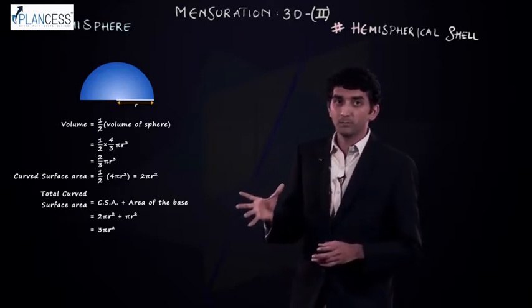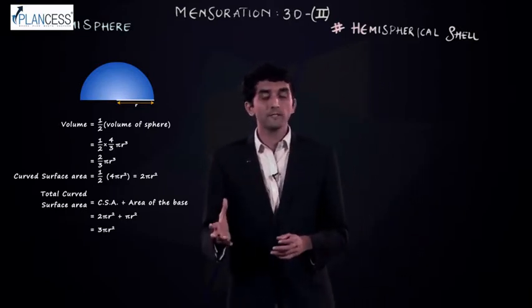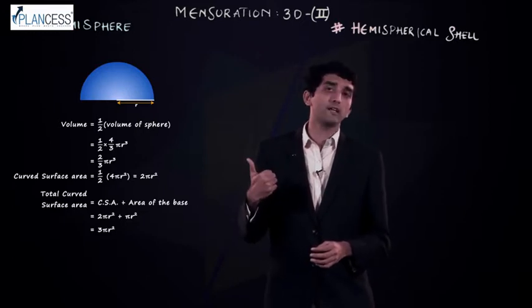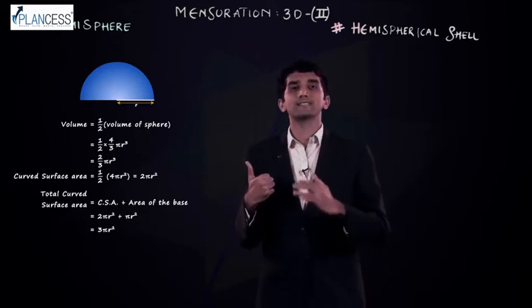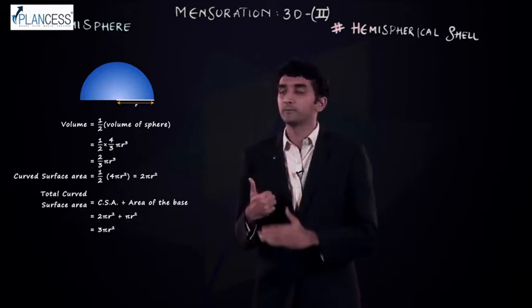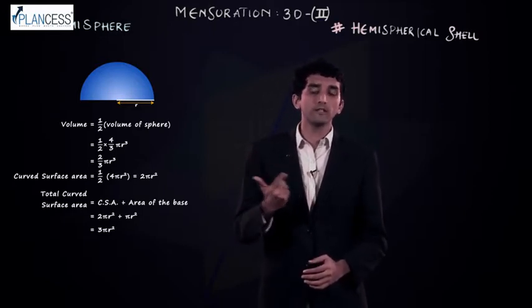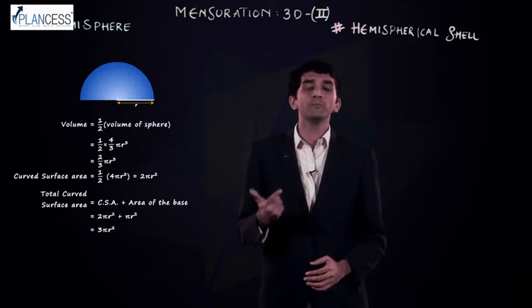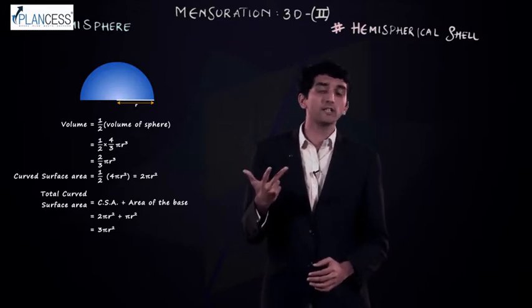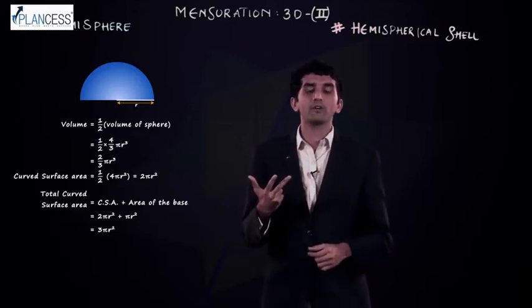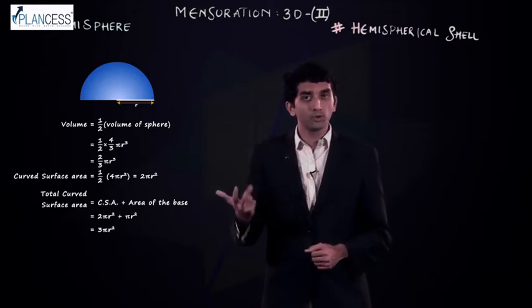So these are the important things that we should know about a hemisphere. One, the hemisphere is nothing but exactly half of a sphere. Two, the volume of a hemisphere is half that of a sphere, which is 2 by 3 pi r cube. Three, the curved surface area of a hemisphere is half of that of a sphere, which is equal to 2 pi r square.